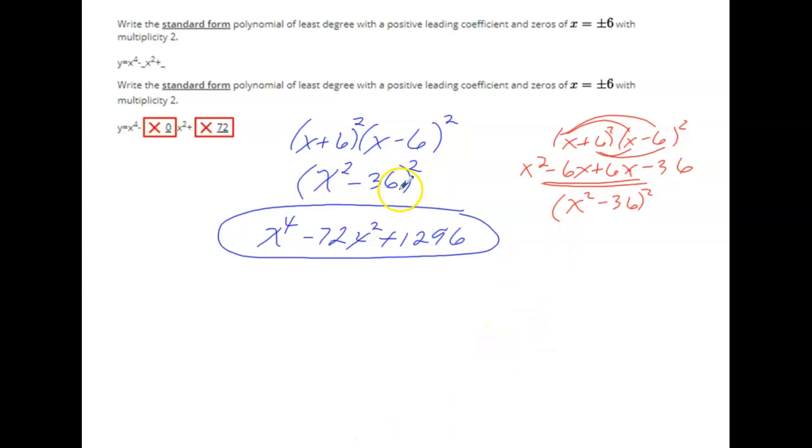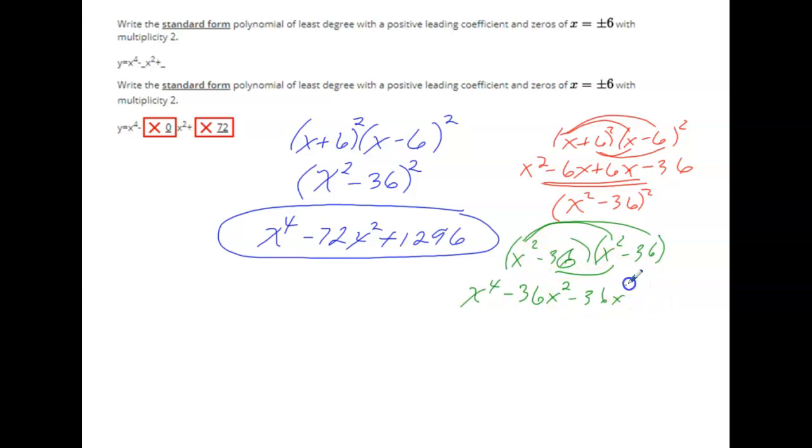So if I expand that the long way instead of using the shortcut, x squared minus 36 times another x squared minus 36, we would FOIL, so x squared times x squared is x to the 4th. That's squaring the first term. Then the outer, x squared times negative 36, is negative 36x squared. Then the inner is another negative 36x squared. And then the last would be negative 36 times negative 36, which is positive 1,296.